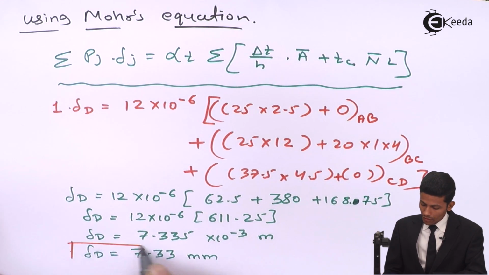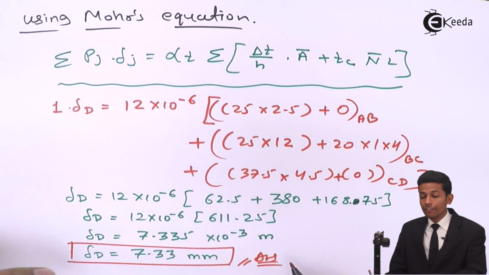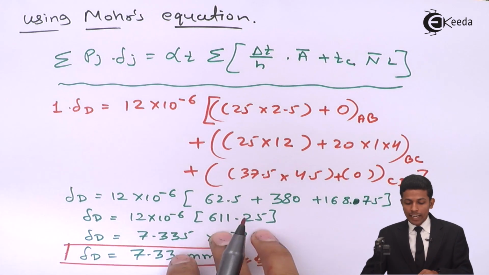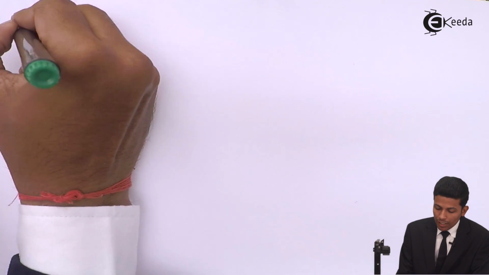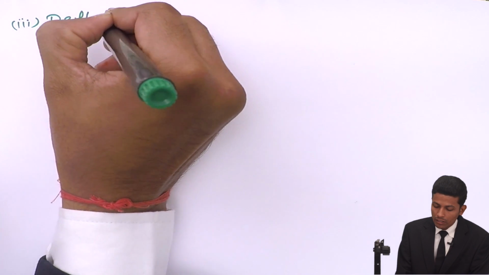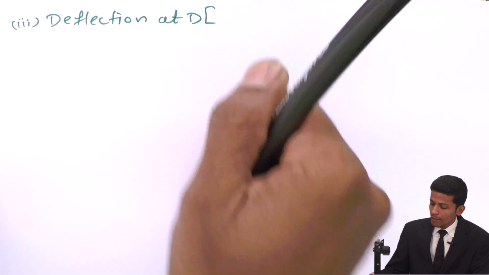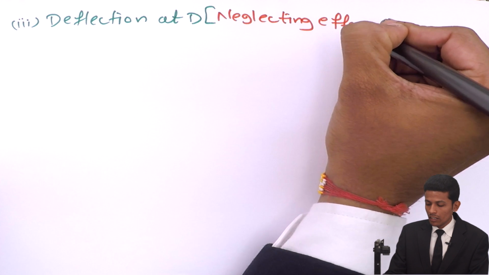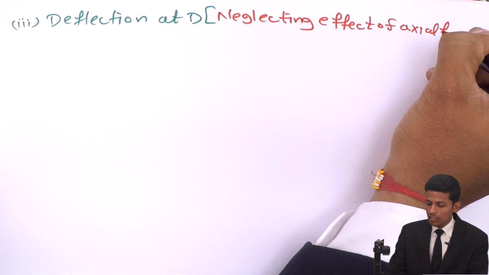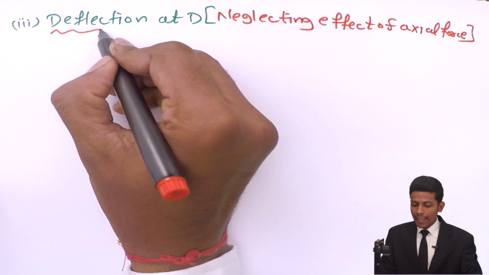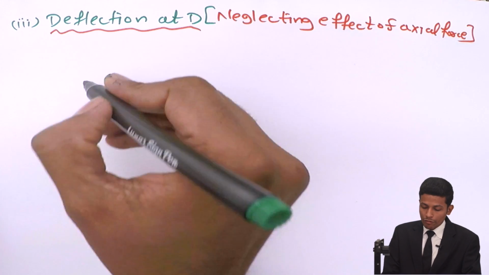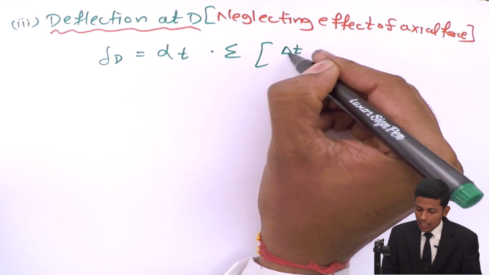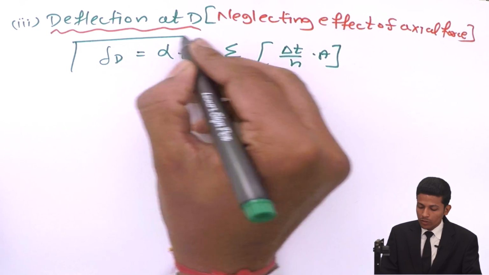Okay, now see, this is our answer, but we have found it with the effect of axial deformation. But in the question we have been asked to neglect the axial deformation. At that time what you have to do, write it over here. Number 3 will be deflection at D. In bracket you will write neglecting effect of axial force. We have to neglect the axial force, means we have to neglect this n part. So our formula will come delta D is equal to alpha T into summation delta T upon H into A only. This only is remaining for us.